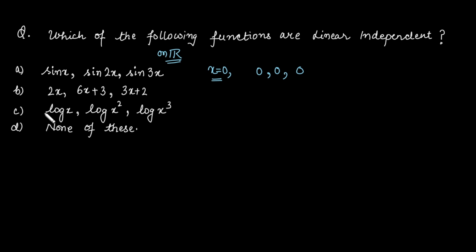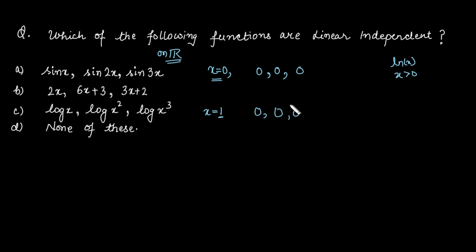Now what about option C? Look at this case. Log x is defined only when x is greater than 0. For what value of x is it 0? That is 1. If I take x equal to 1, which is a part of the real numbers, log 1 is 0, log 1 square is again 0, log 1 cube is again 0. So in this case the Wronskian is definitely 0 for x equal to 1.